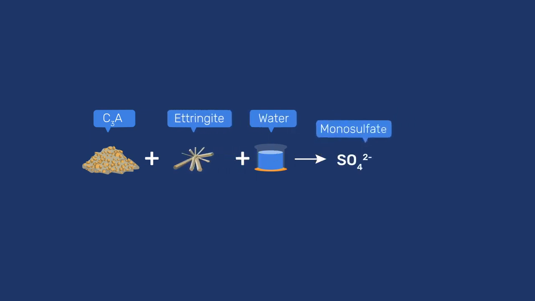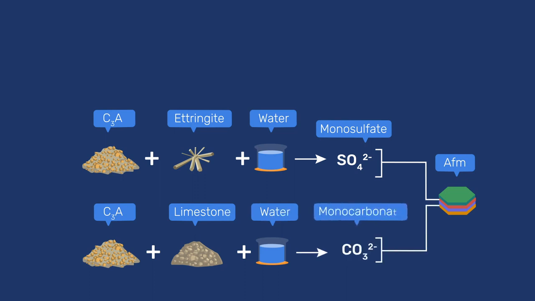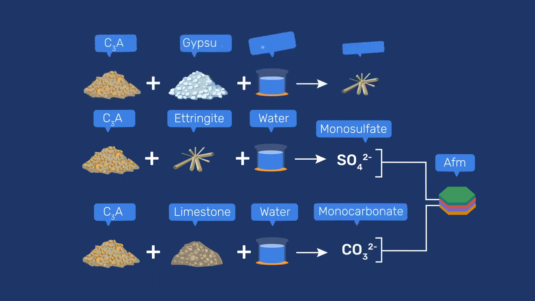This leads to the formation of monosulfate, which is part of the family of layered calcium aluminate phases, noted AFM. In most cements, at least some limestone is present, and this can react with C3A to form other AFM phases, in particular monocarbonate.